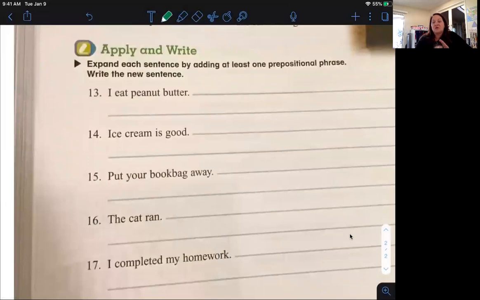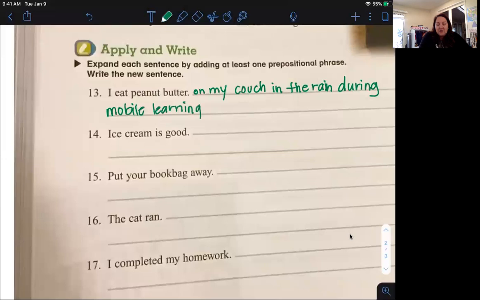You guys are great at this because you're really good with your creative writing. And you're going to write a new sentence. Can you add on, like if you say, I eat peanut butter on my couch in the rain during mobile learning. Had to throw that one in there. During mobile learning, yeah, you could definitely do that. Okay, you could add 3 prepositional phrases if you wanted to. So try that. Press pause. After you're done with that, press unpause, and we're going to see what your answers are. So press pause now.